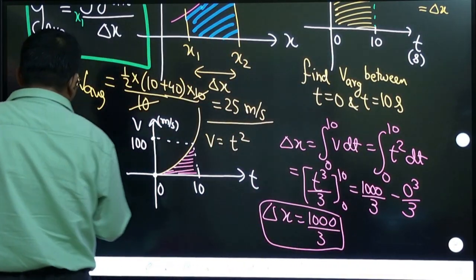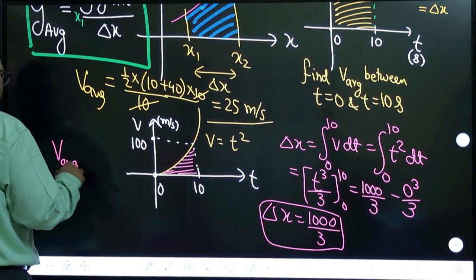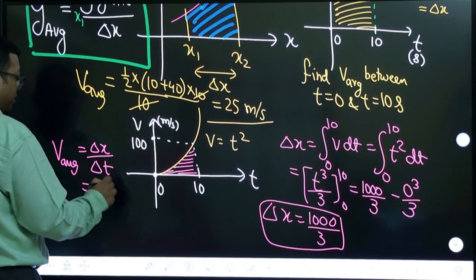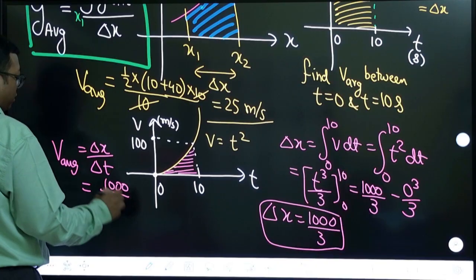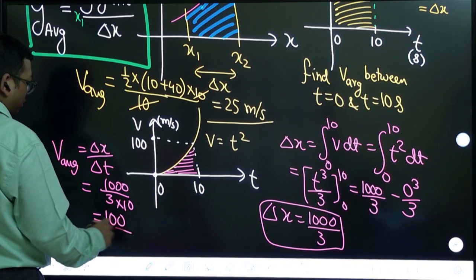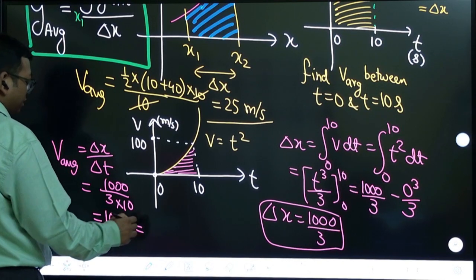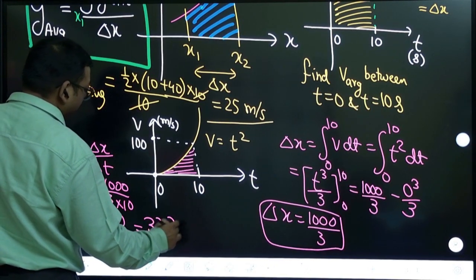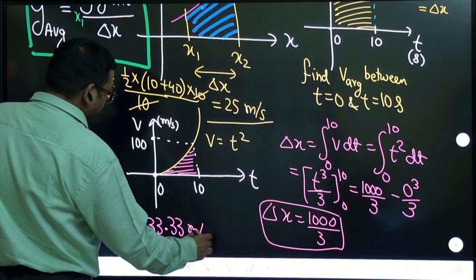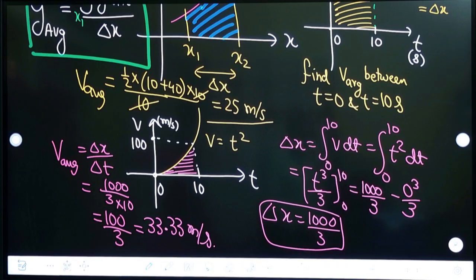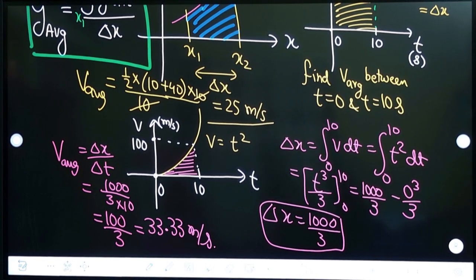Now what is the average value? Average velocity is displacement by time. Displacement has become 1000 by 3 and time is 10, so this will become 100 by 3, which means 33.33. Are you getting this? Tell me, any doubt in this question? If you really understand, then tell. Otherwise, I will explain. Any doubt is there?